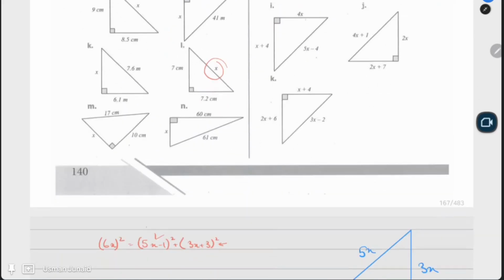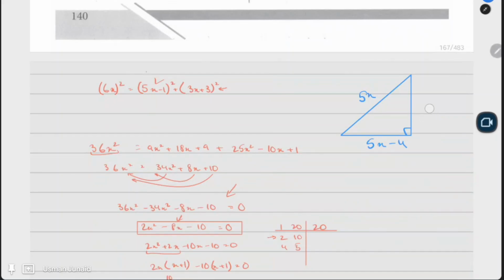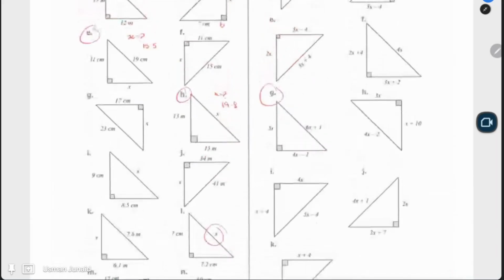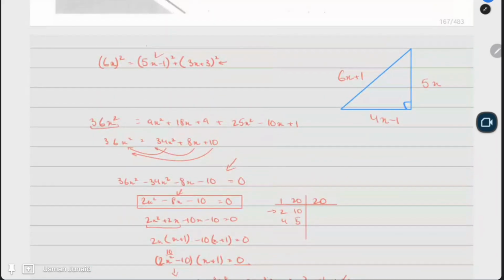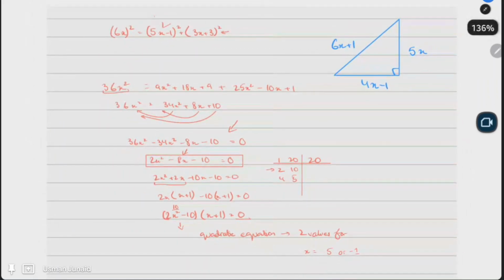5x, 6x plus 1, and 4x minus 1. Okay, so this is your question. And you have your reference as well. Try solving the question on your own. You have 5 minutes.